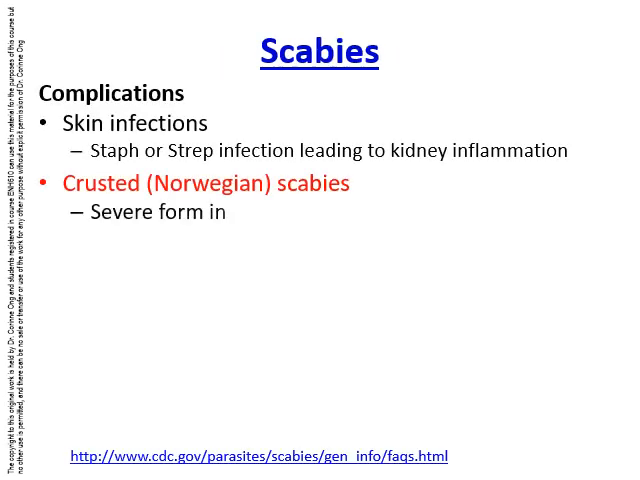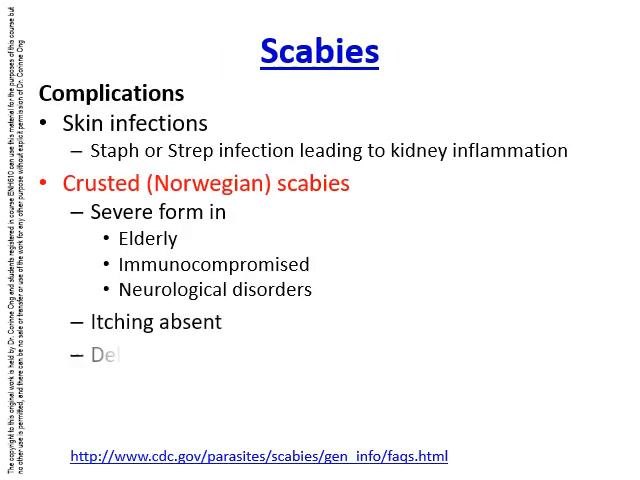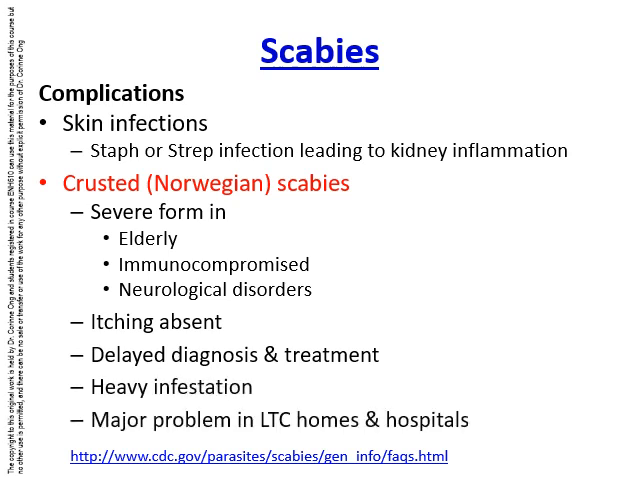So the scratching that results may cause skin infections from Staphylococcus or Streptococcus, and because of this, it may lead to kidney infections and kidney inflammation. A form of scabies that is most serious is called crusted or Norwegian scabies. It's a very severe form of scabies that is found mainly in the elderly and immunocompromised individuals and those with neurological disorders.